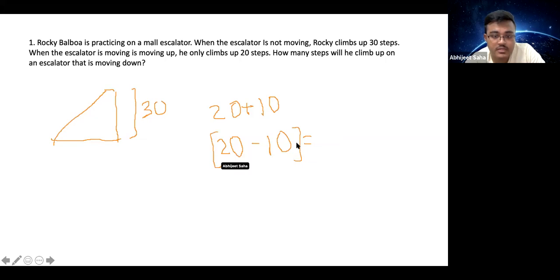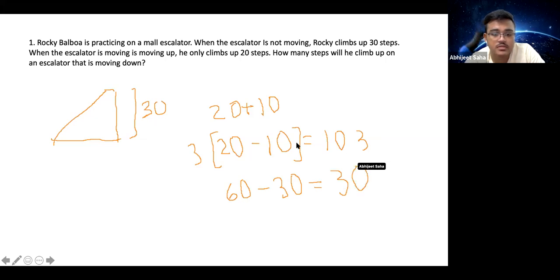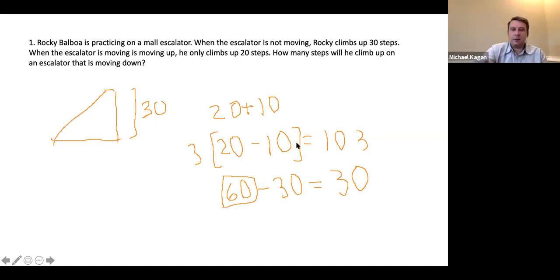I'm sorry, we want this to be 40, but for 20 of his steps is going to be 10 steps up the escalator. So then we want to scale this up by 3. And then we'll have him do 60 steps, and the escalator will make him go down 30 steps, and that'll have him at the top of the escalator. So he has to take 60 steps. Oh, interesting. Okay, folks, what do you think?